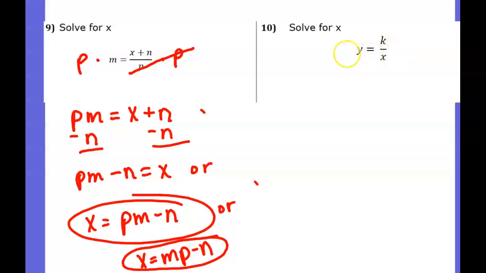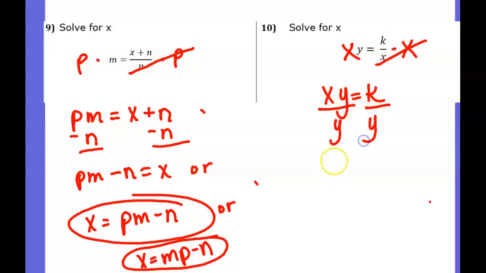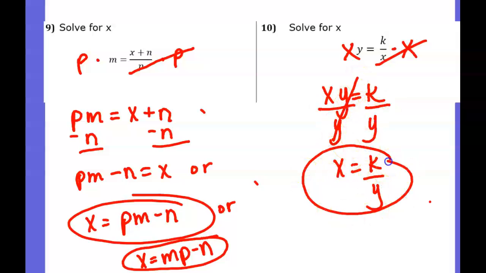We can't just multiply or divide by k to get it alone. We have to do a little intermediate step. To get rid of the k divided by x in the fraction form, we're going to start out by multiplying both sides by x. Then we're left with xy is equal to k. Now it's easy to get x by itself. All we have to do is divide by y. So x is equal to k divided by y.